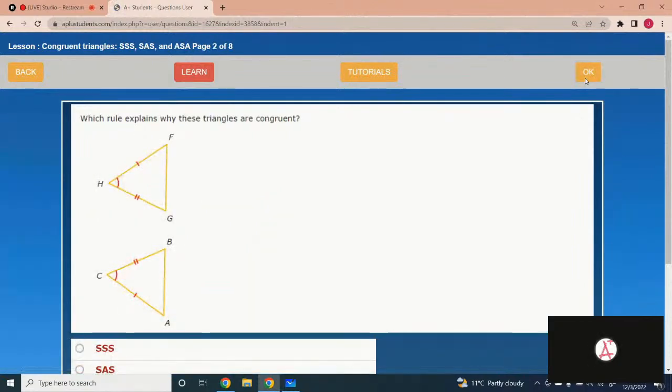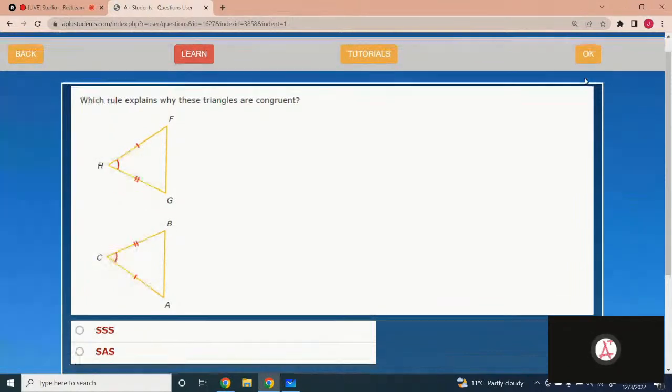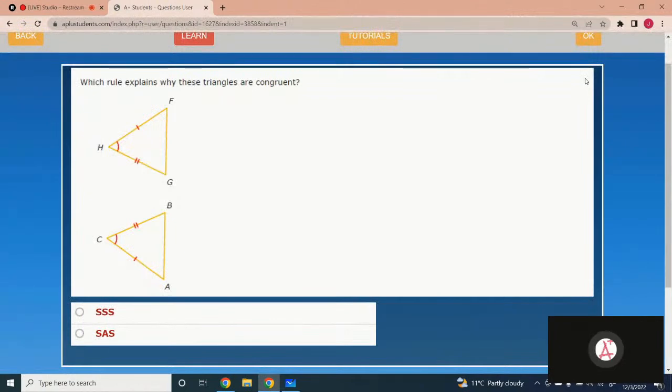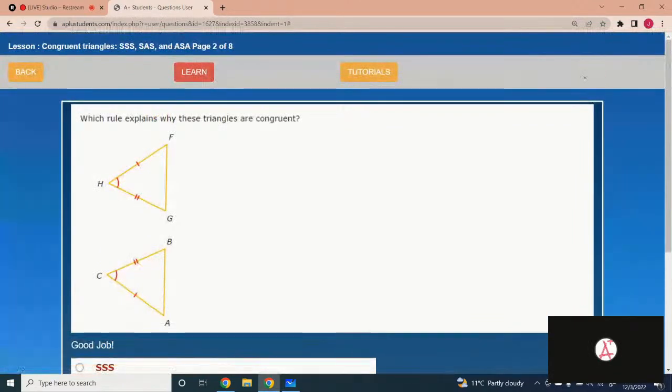Okay. Which rule explains why these triangles are congruent? Okay, so here you have two of the sides and one of the angles congruent. Just look at the angles. Angle H is congruent to angle C. Just look at the congruent sides. FH is congruent to AC and GH is congruent to BC. Got it? So that means it would be side, angle, side. Got it? Just select the correct option, then click on the OK button.